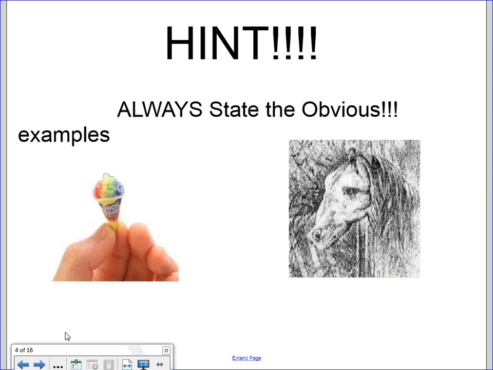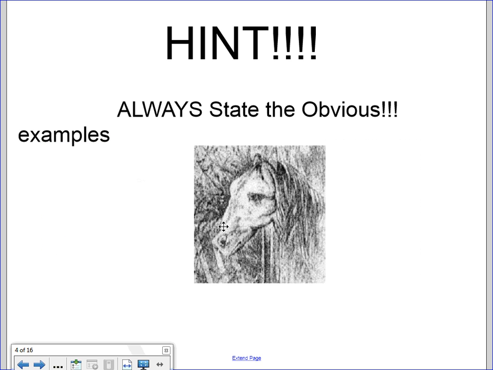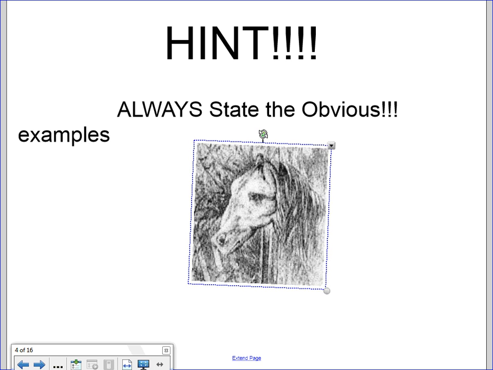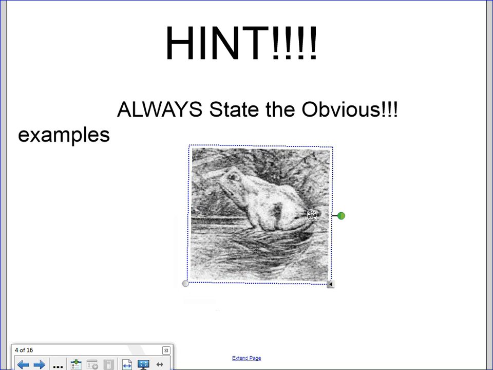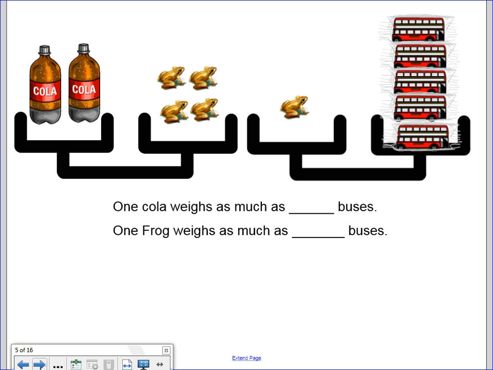Now, tonight we're going to be doing something with two pan balances. So, for example, we're going to state the obvious. Right here, I have a small snow cone. Pretty obvious, right? Right here, I have a horse. That's stating the obvious. But do I really have a horse? Or do I have a frog or a toad? Things to think about. So you're going to be transforming your images. This is what I mean.